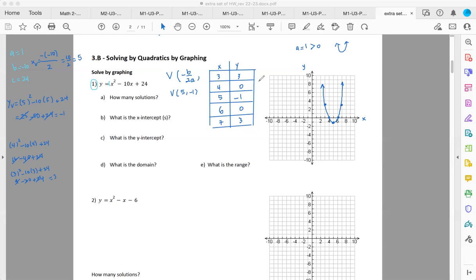How many solutions? The solutions are the intercepts. That means how many times does this parabola cut the x-axis? There are 2 solutions right here. These are the solutions. So we have 2 real solutions, because they're on the real number line.